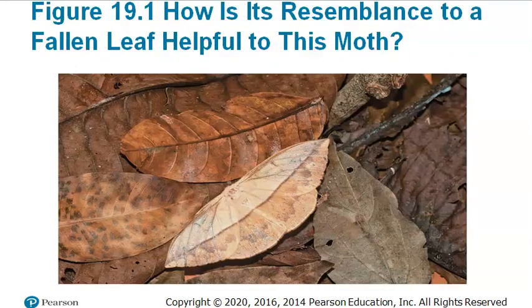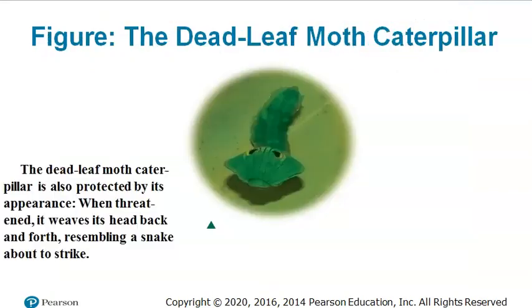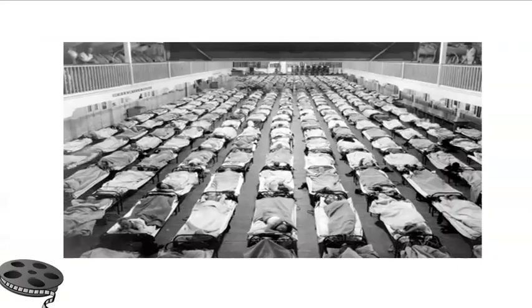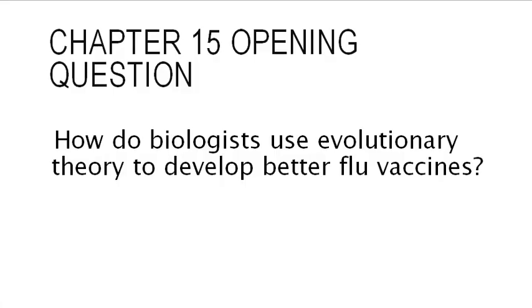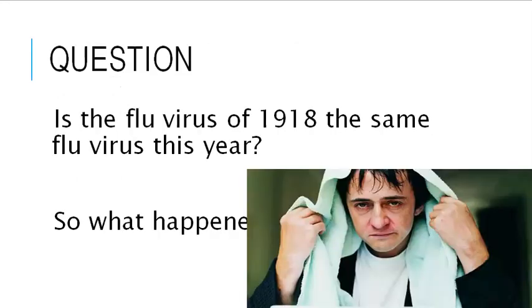It's amazing how these insects, the adult resembles a dying moth, and the caterpillar literally looks like a snake about to strike, which of course is mimicry. And then the flu, definitely the flu changes from year to year. This is a picture of the 1918 Spanish flu epidemic, one of the deadliest in history. Of course, COVID's up there now as well, whether or not you believe in the numbers. But nonetheless, this is the opening question for this chapter: how do biologists use evolutionary theory to develop better flu vaccines? We'll dive into that a little more down the road.